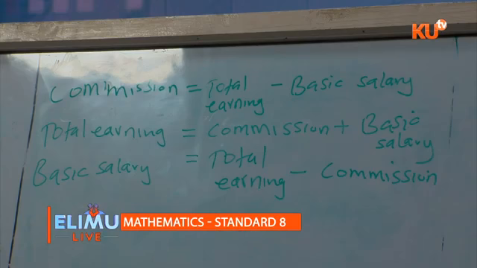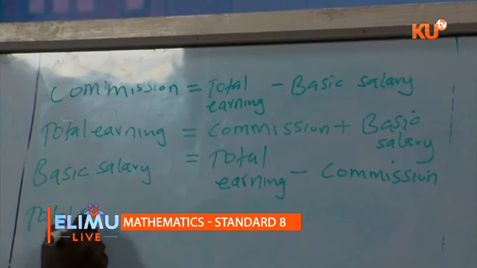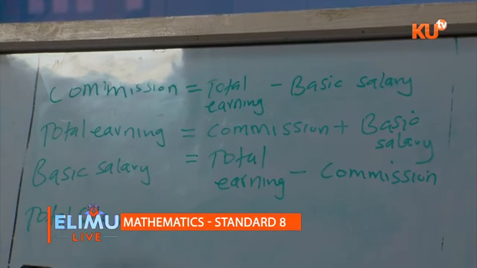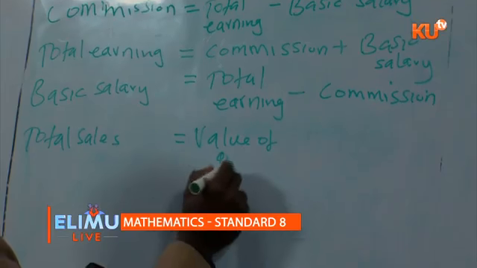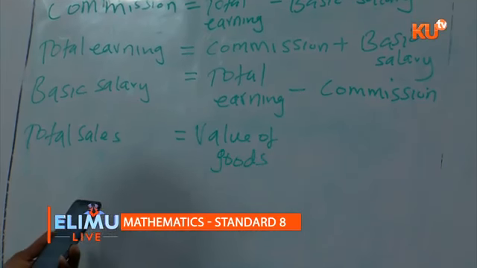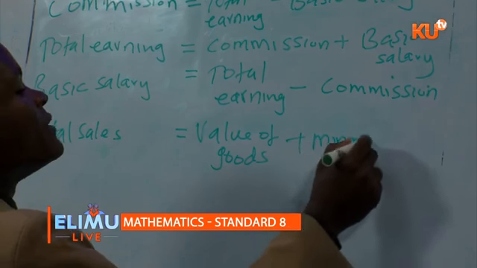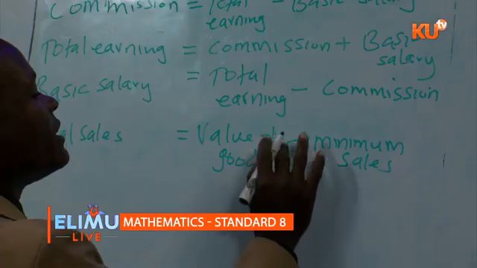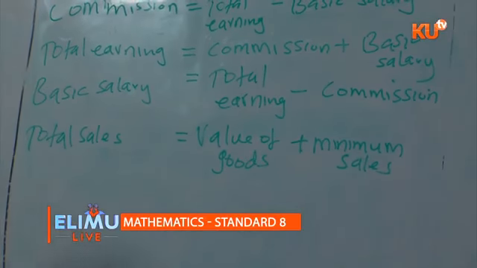And then we have total sales, which is equal to value of goods plus minimum sales. I'll be able to explain this. All these formulas that I'm giving you are very important as far as commission and percentage commission are concerned.